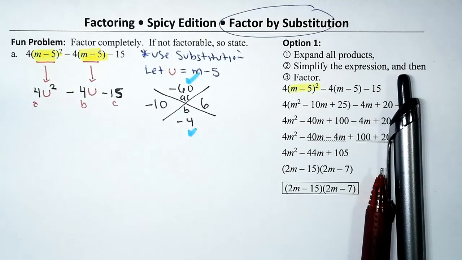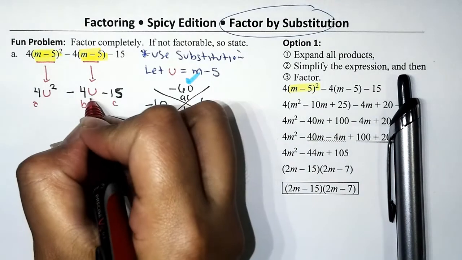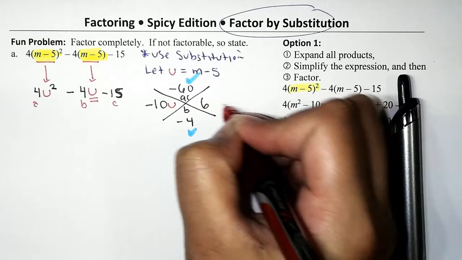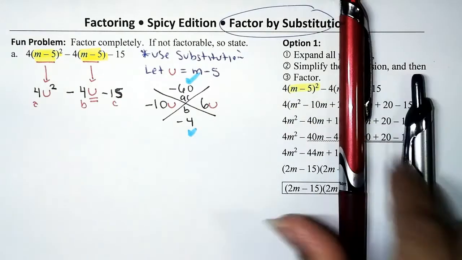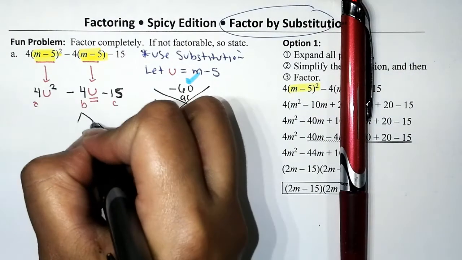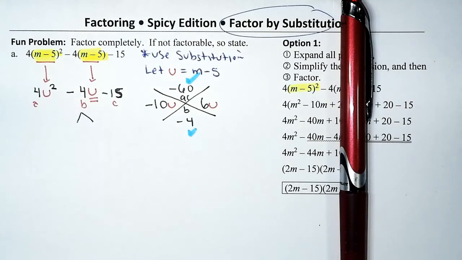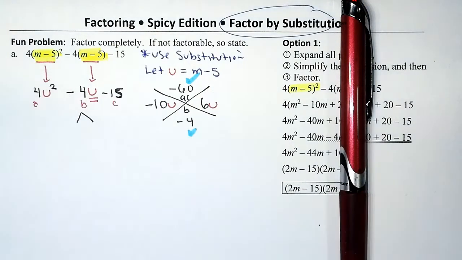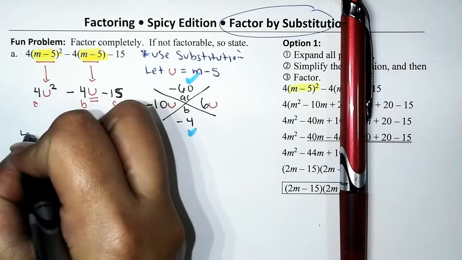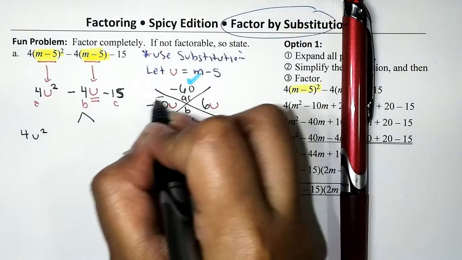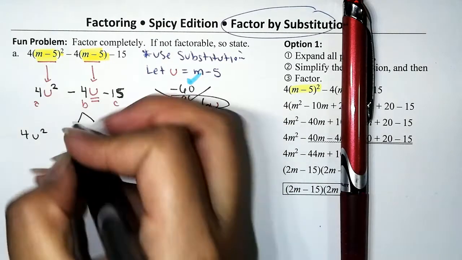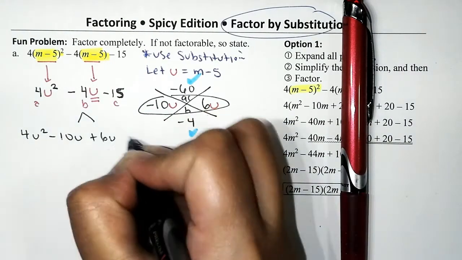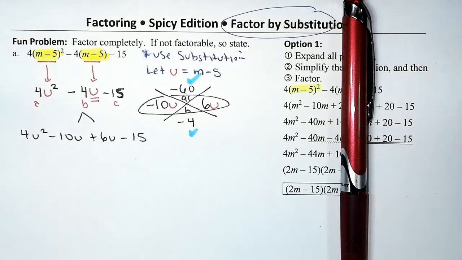Let's go ahead, split the middle term. Okay, the variable part of the middle term is u, so we're going to replace it with negative 10u and positive 6u. So remember, the gist of the AC method is to split the middle term, so you can have 4 terms and then factor by grouping. So we have 4u squared. We split the middle term and replace it with negative 10u and then positive 6u, and then we bring down the rest of the problem.